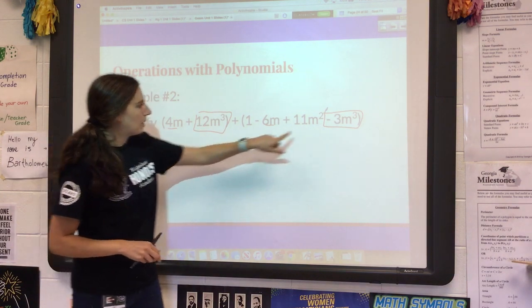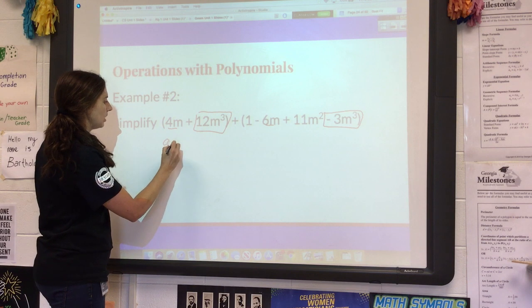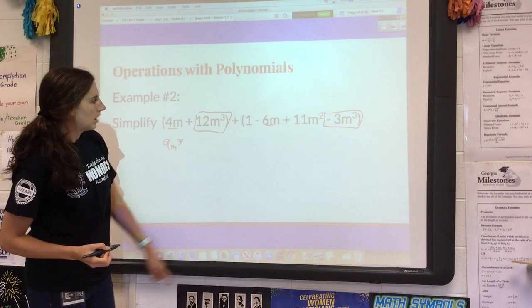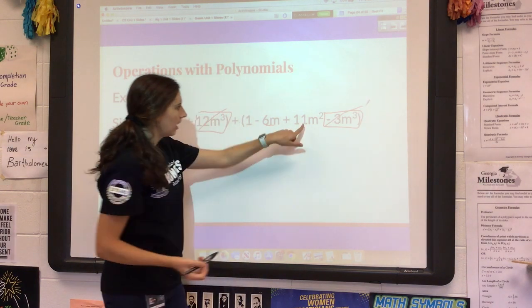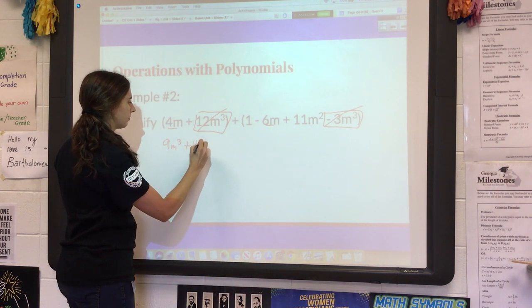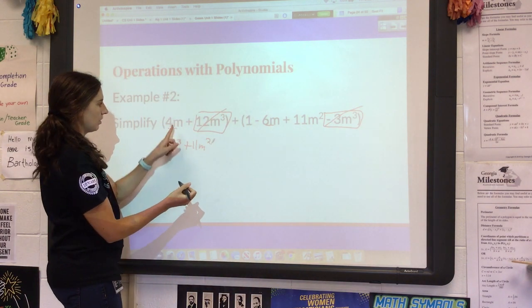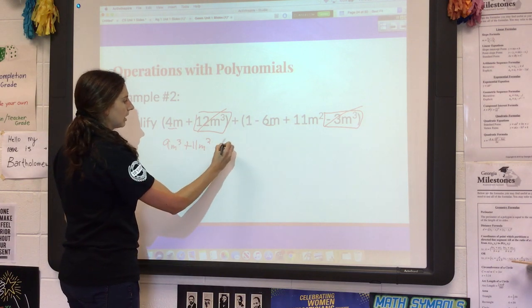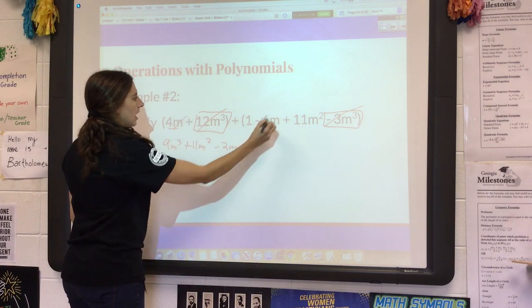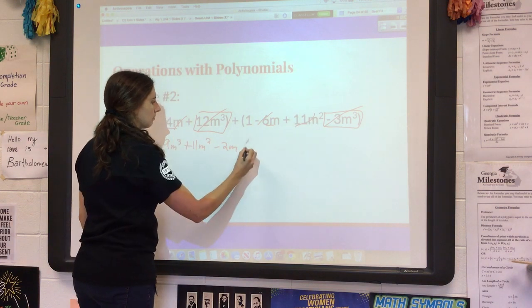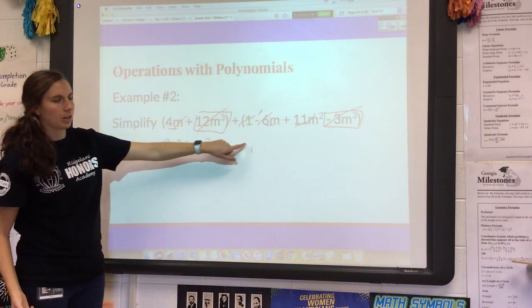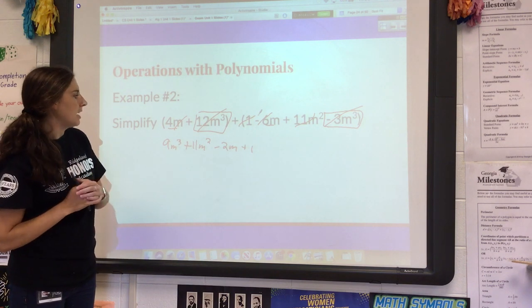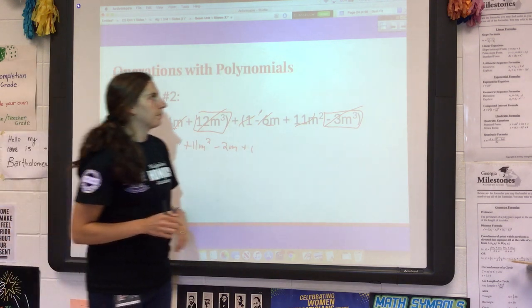You'll see later why this is helpful. So 12 minus 3 would make 9m cubed. Then I like to mark them off once I use them so I don't get confused. Then 11m squared. Then 4m minus 6m would be negative 2m. And then plus 1. There we go. See how it's in descending order? Which is kind of helpful. So that's my final answer.